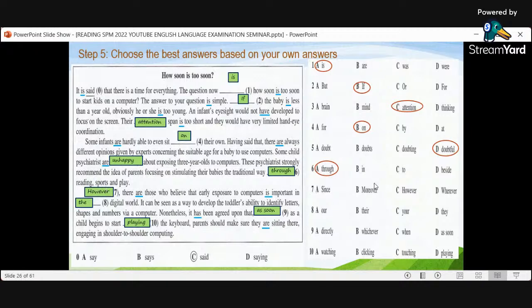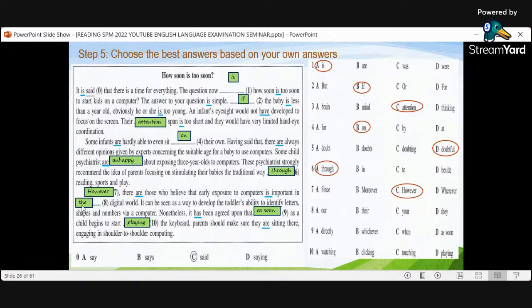Therefore, I use however, and I have however. You can't use since, you cannot use moreover. Moreover is to add on to what has already been stated. If positive, it should be extra positive. All right, whenever also cannot. So the best answer is however. It's important in the... Now look at number 8.